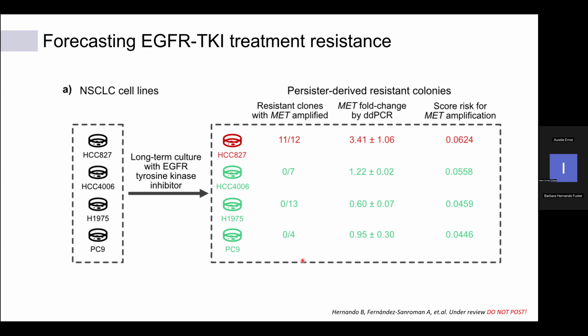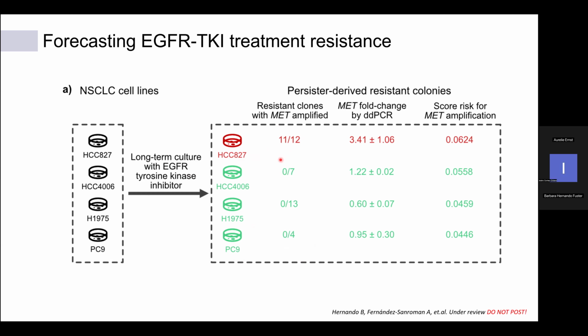So we don't see a MET amplification in the cell lines that were classified as low risk, but we see this MET amplification in 11 of those 12 clones derived from this high-risk cell line. So okay, we can in a way demonstrate that we can detect those cells that are going to acquire MET amplification as a resistance mechanism.